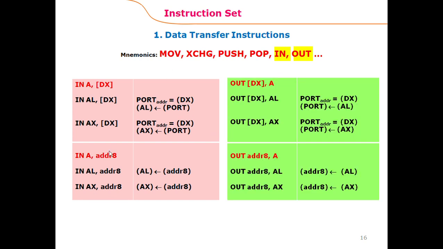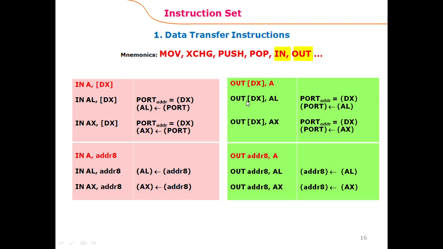Just like the input instruction that reads data from the input port, where the port address may be provided indirectly through the register, or it may be provided directly as an immediate port address value, the OUT instruction sends data from the accumulator to an output port, and the data can be 8-bit or 16-bit, and the address of the output port may be provided indirectly through a register, or it can be provided directly through an immediate address.